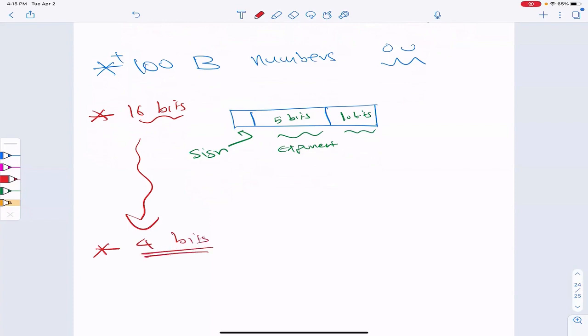Let's say I give you 4 bits, how would you spend that? 1 bit has to be spent on the sign, so there's no way getting around that. That's 1 bit of sign. Then you're left with 3 bits. Then you basically have 2 choices.